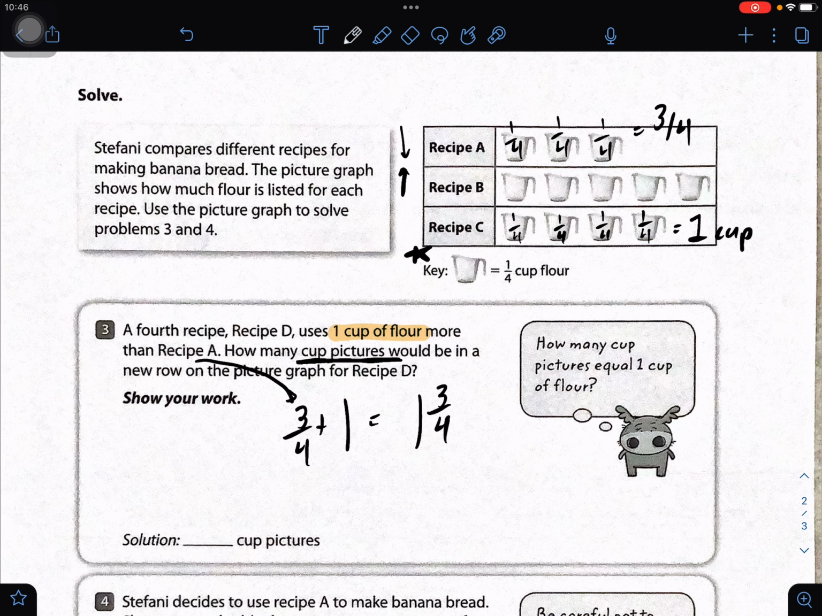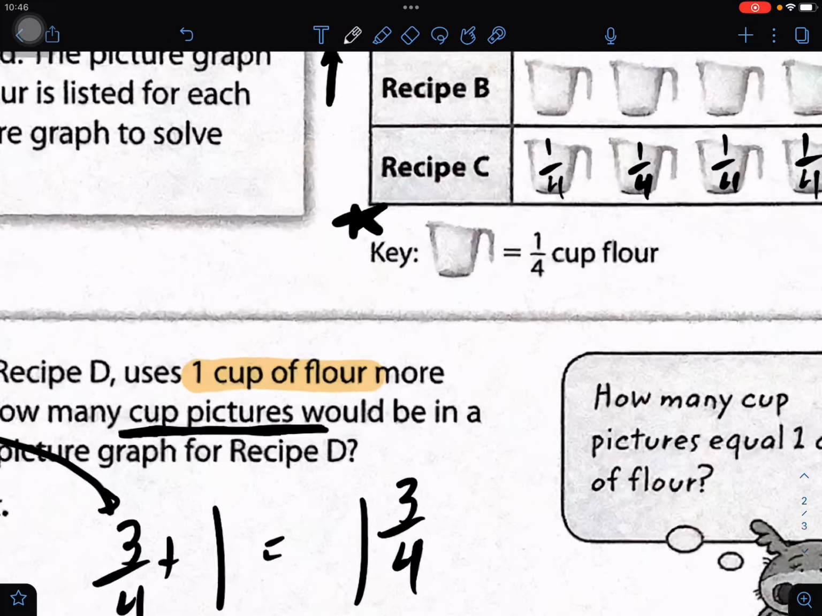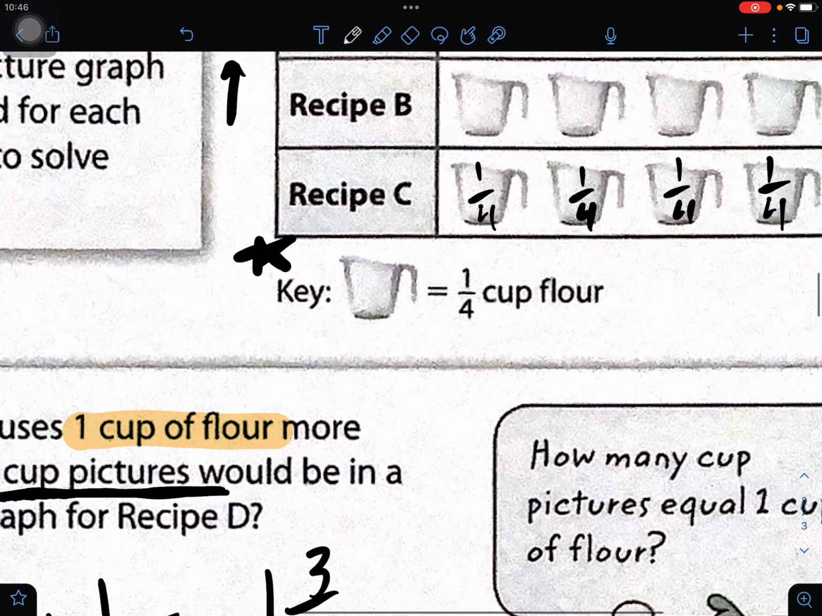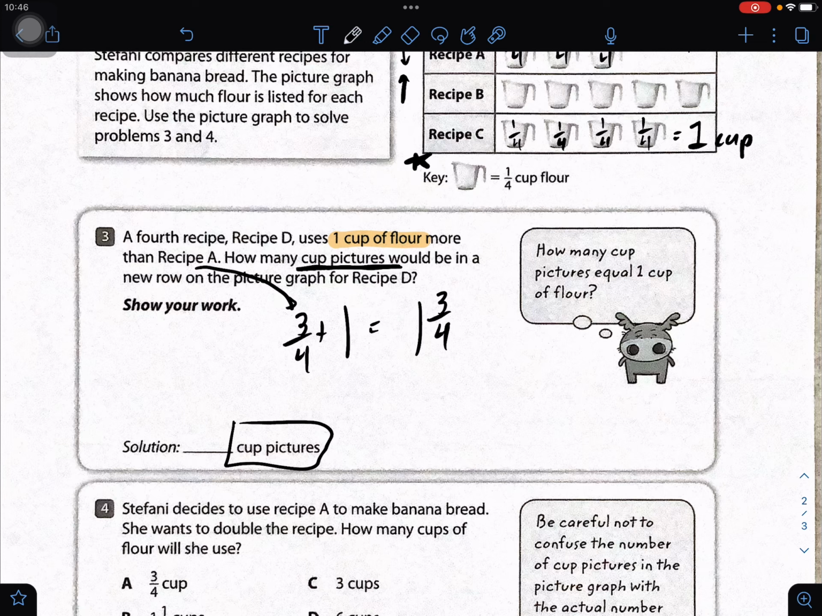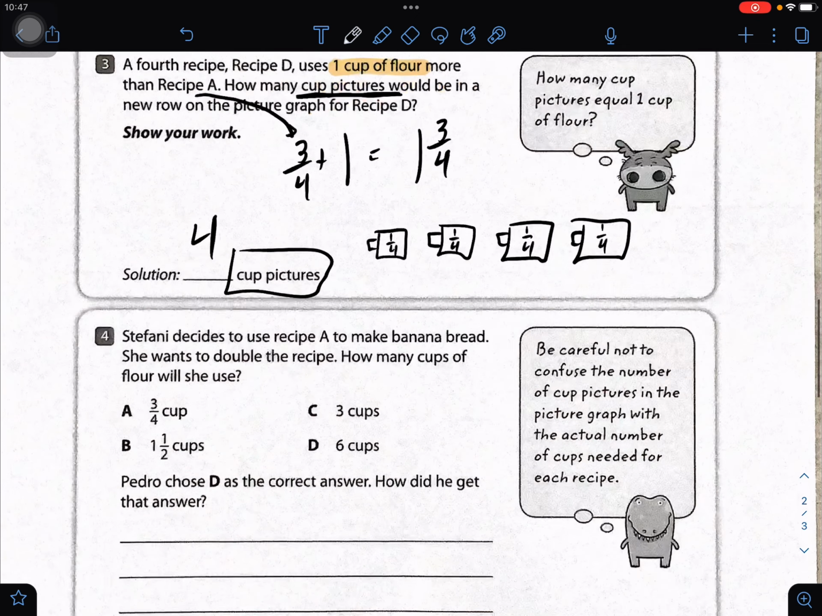But that's not what the question's asking. It's asking how many pictures do I add? Well, if I look back at my key, 1 picture represents 1/4, and I need a whole. So I would have 1 picture for 1/4, 2 pictures for 2/4, 3 pictures for 3/4, 4 pictures makes a whole. So how many cups do I need? How many pictures? I need 4.